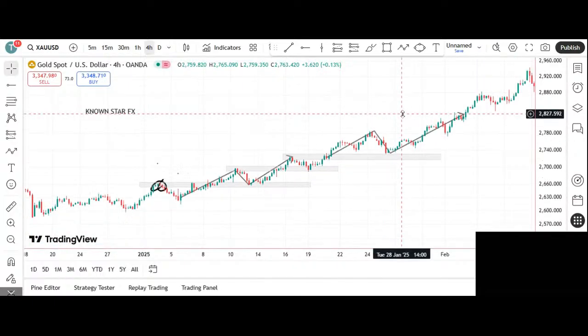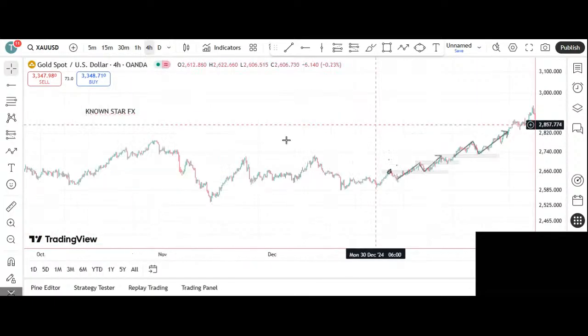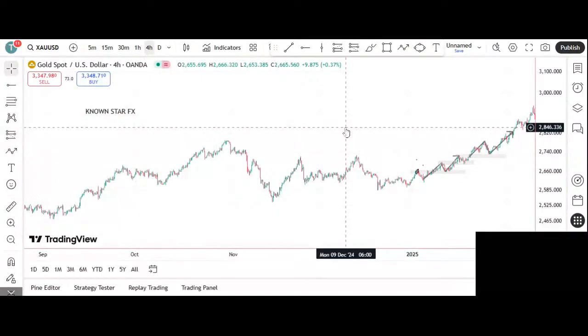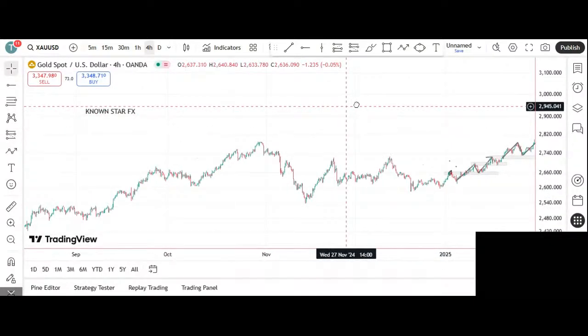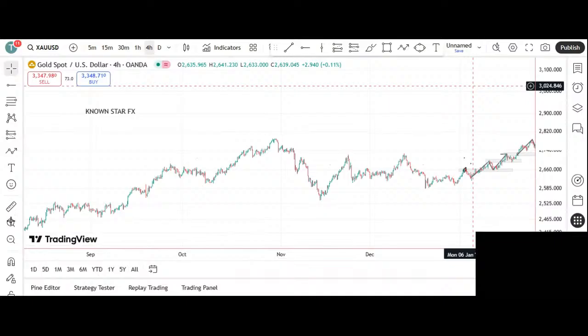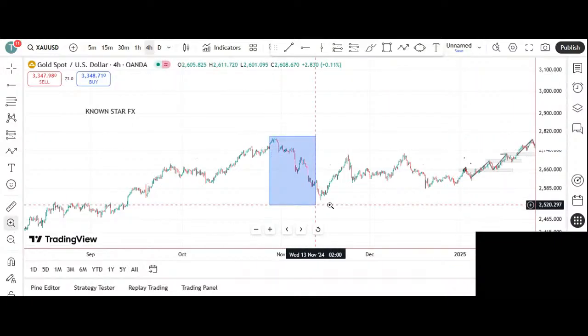Let me give an example of a downtrend, when the market is coming to the downside and we need to actually sell. So let me look for a chart that's giving us that perfect example. We have this perfect one right here.